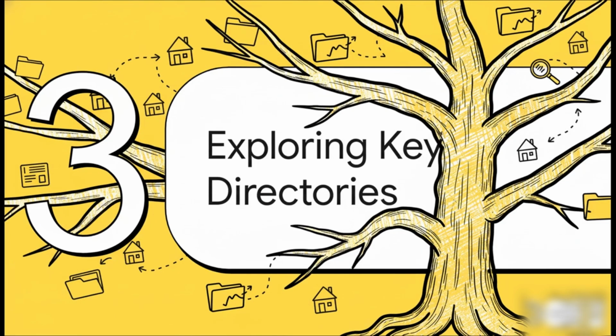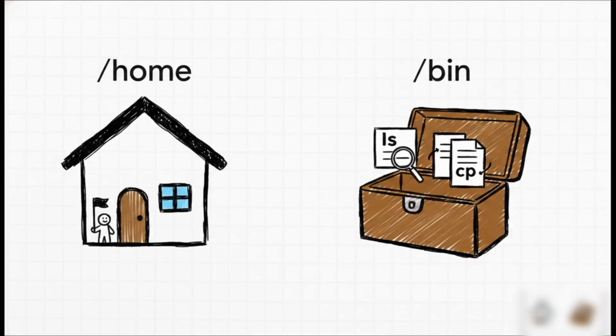So, if everything starts at the root, what are the main branches? Let's take a quick tour of some of the most important directories. You can think of these as the key neighborhoods on our map. First up are the places you'll probably spend the most time. The home directory, that's your personal space. It's like your apartment. Each user gets their own folder inside, maybe something like /home/John. And then you have /bin. Think of /bin as your toolbox. It holds all the basic essential commands you'll use every day, like ls to list files or cp to copy them.